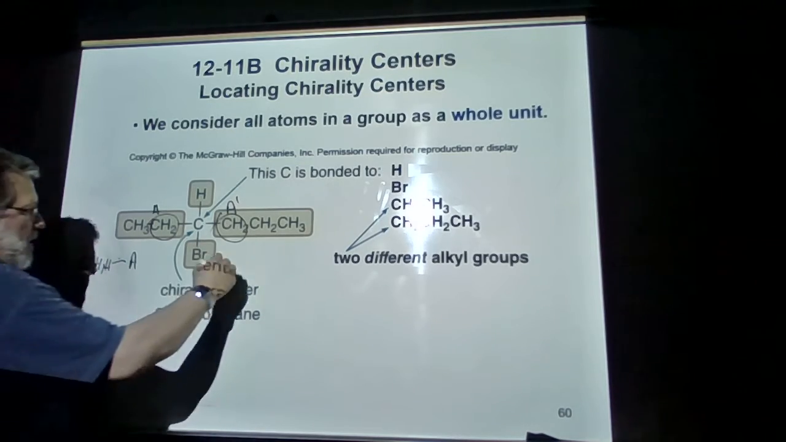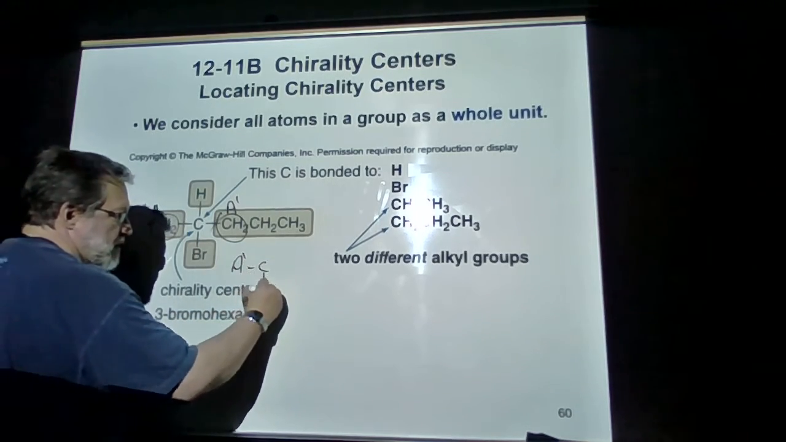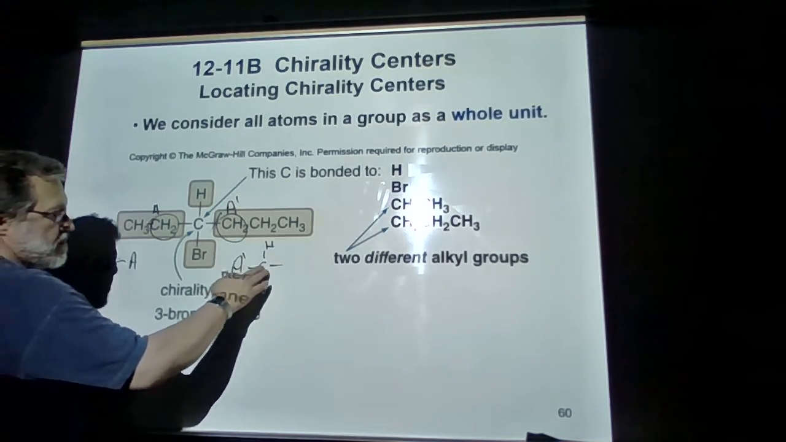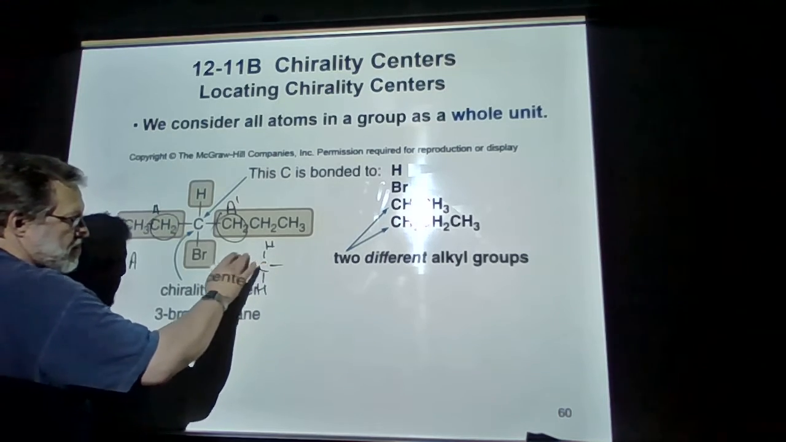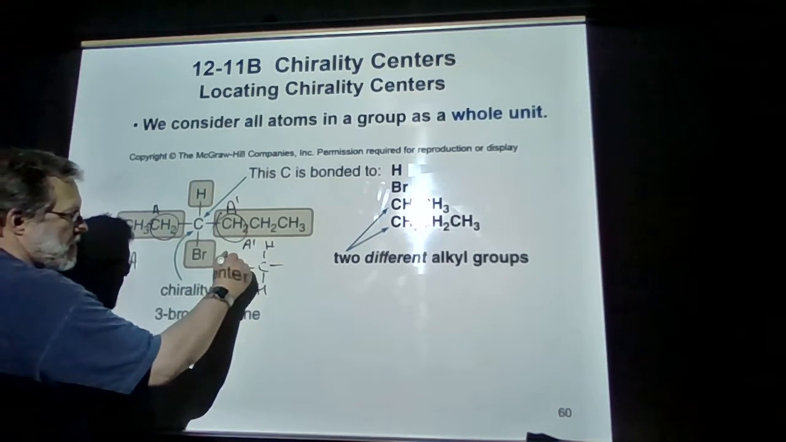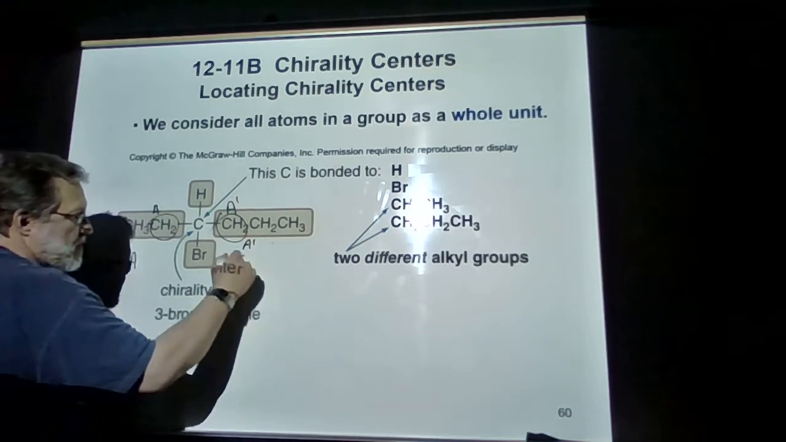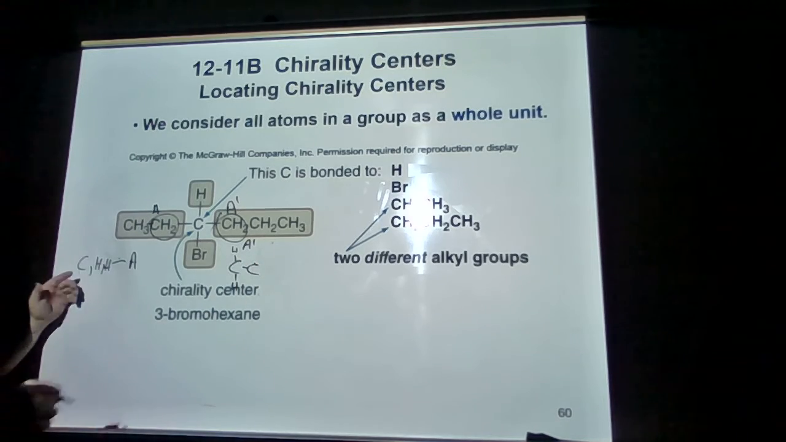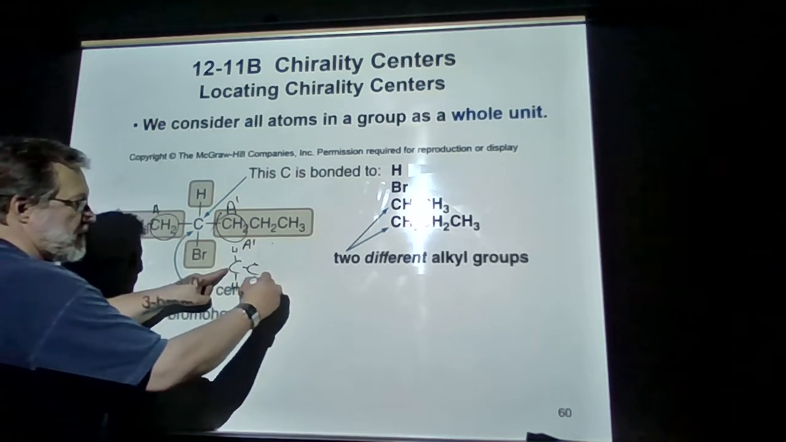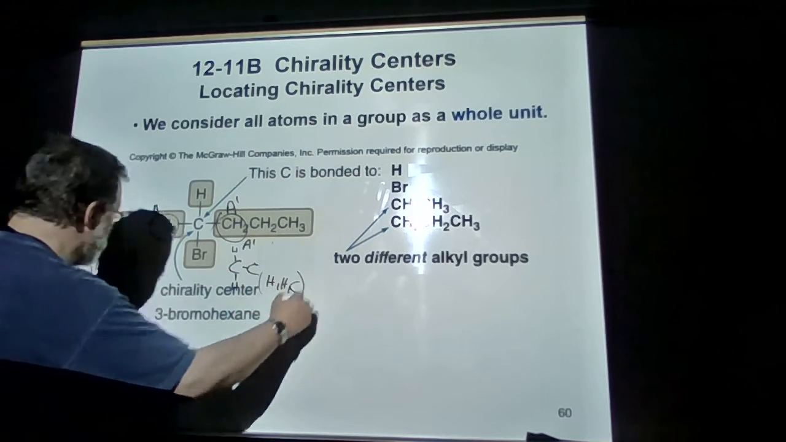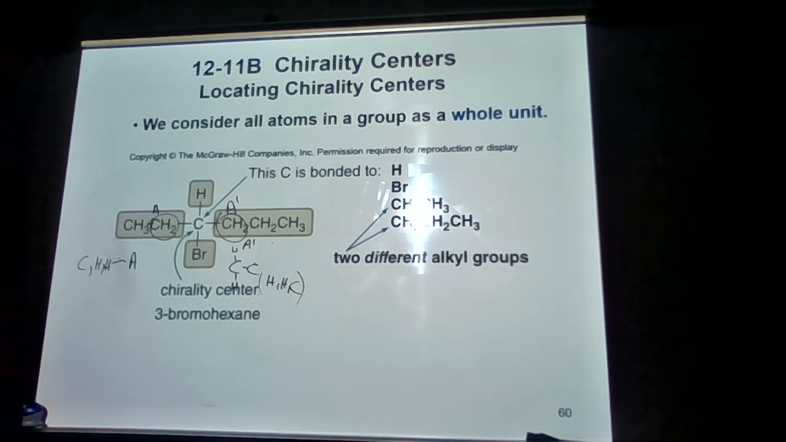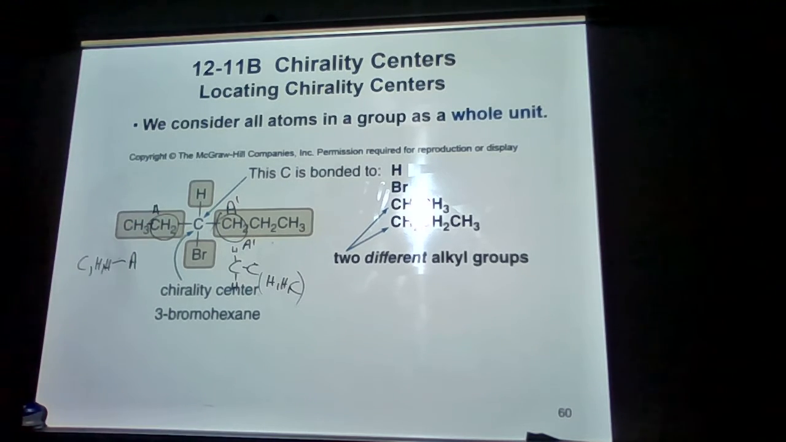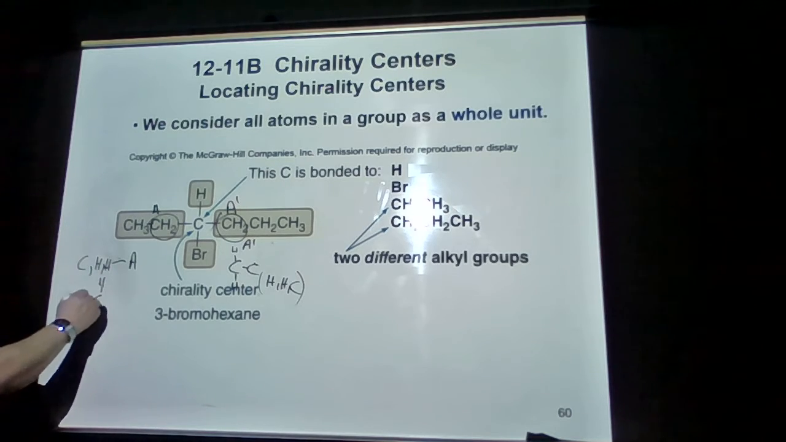Call this A prime. A prime is bonded to two hydrogens and a carbon. So what's bonded to this carbon? H, H, C. C, H, H, same thing. What is this CH2 bonded to? A carbon that has three hydrogens.